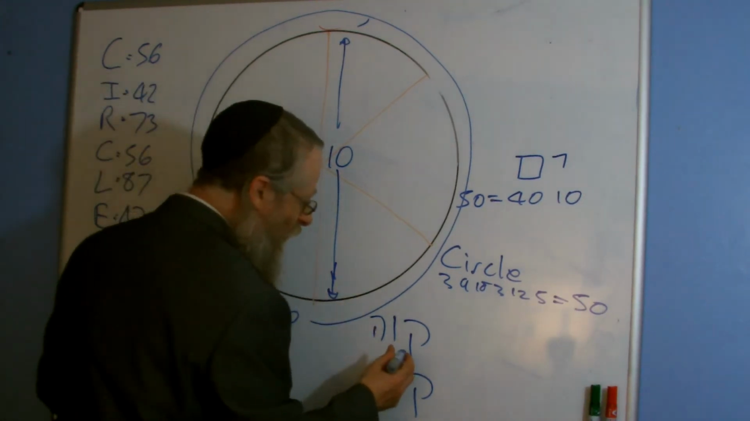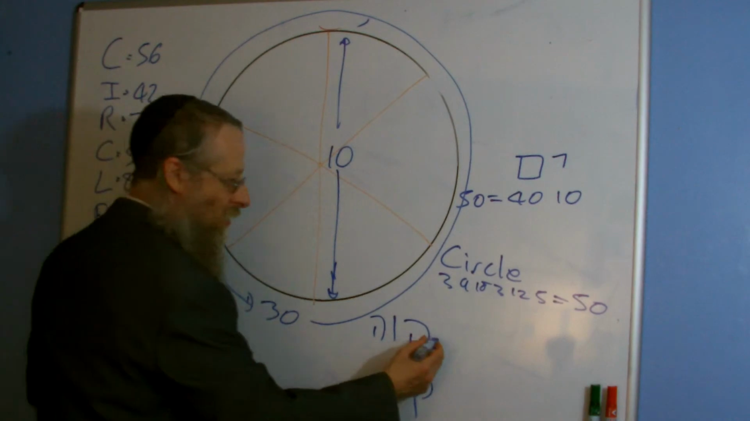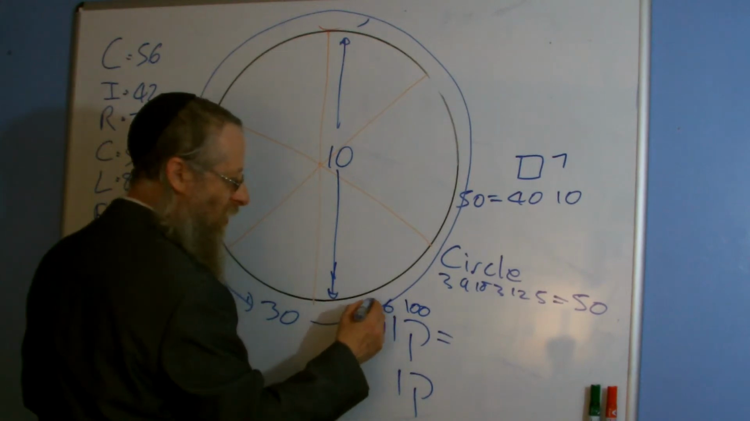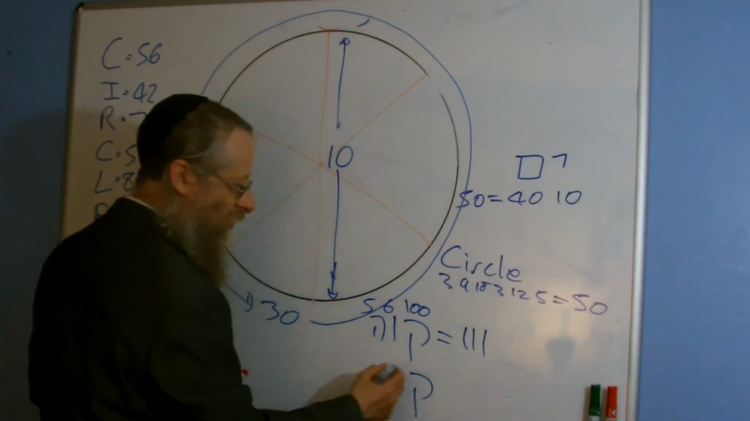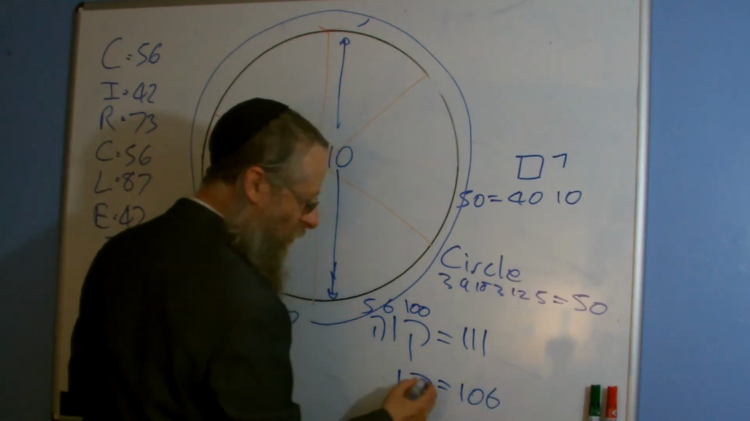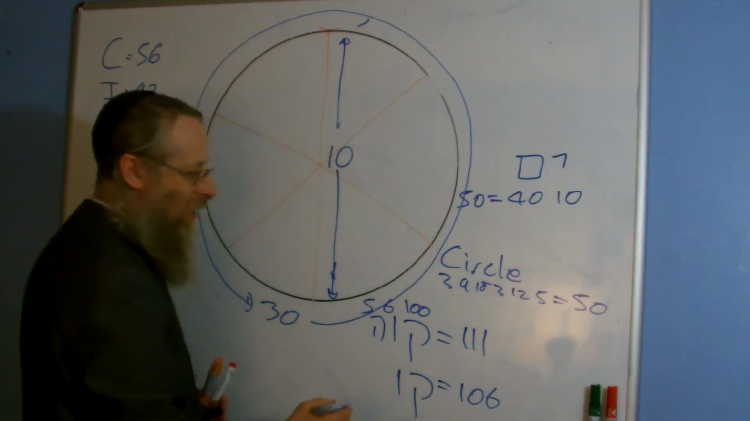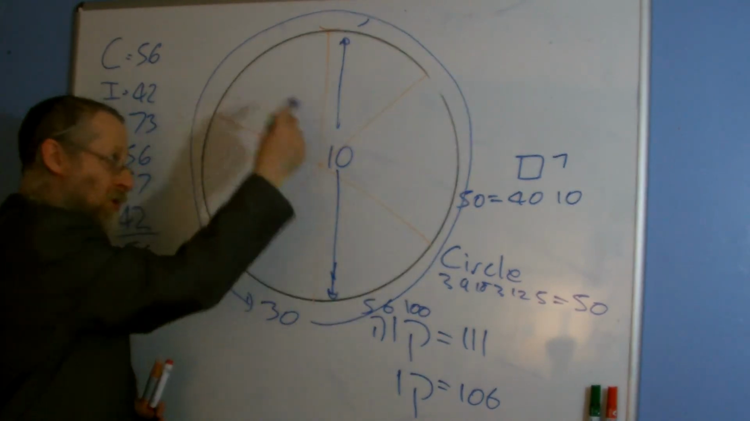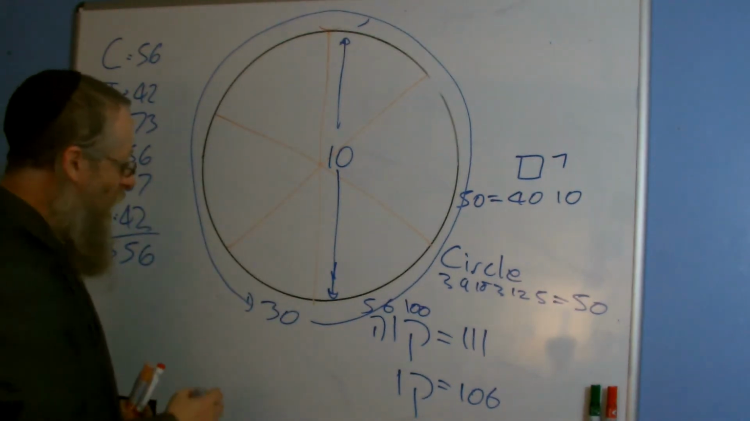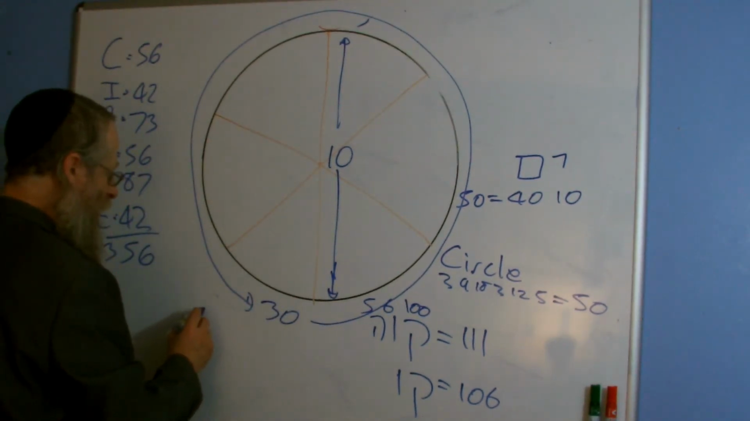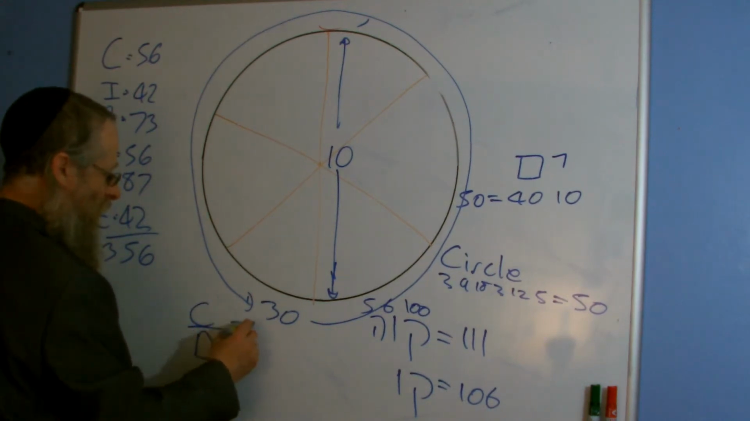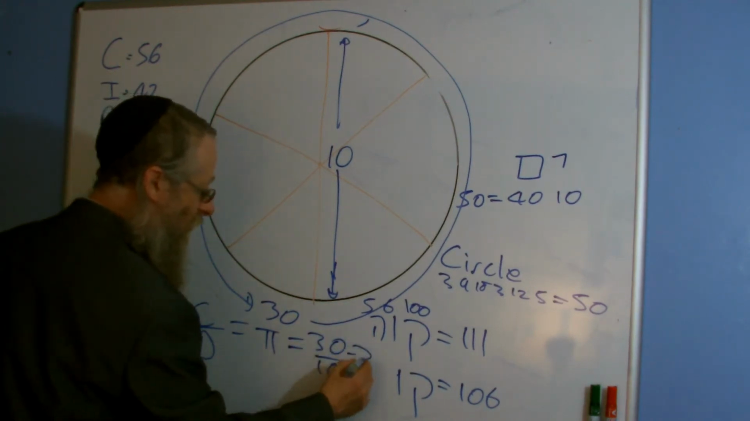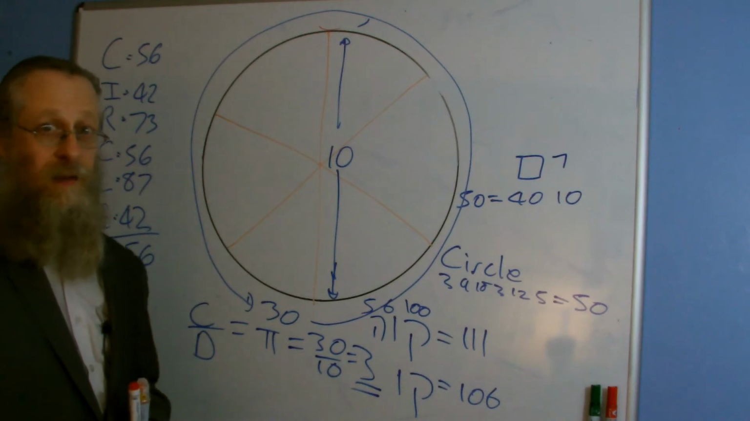But here, we'll use the normal values of Hebrew, and we'll show you charts of that some other time, where Kuf is 100, Vav is 6, and Hay is 5, gives you 111, and Kuf and Vav is 106, 100 plus 6. And if I take the number 3, because pi, according to what's given in the description, the circumference divided by the diameter will be pi. And that will be 30 divided by 10, which is 3. That's quite a crude value for pi.